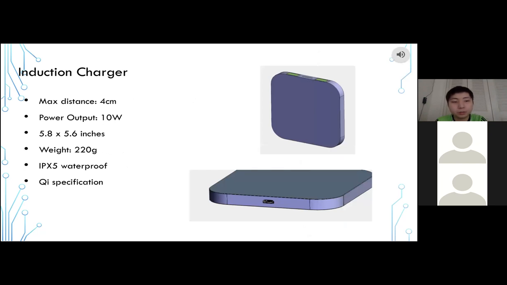The induction charger is screwed onto the side of the metal bar of the base station. It works as a pair with the coils inside the side of the boat. The maximum distance for charging is 4 centimeters, which is sufficient because the maximum gap, assuming the boat is furthest to the left, is less than 2 centimeters. All induction chargers in the industry run with the same Qi standard, so the design and configurations are interchangeable with other manufacturers, regardless of the size. The power output of this particular charger that we picked is 10 watts.